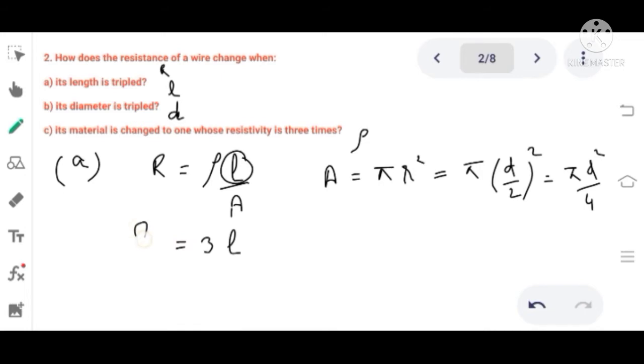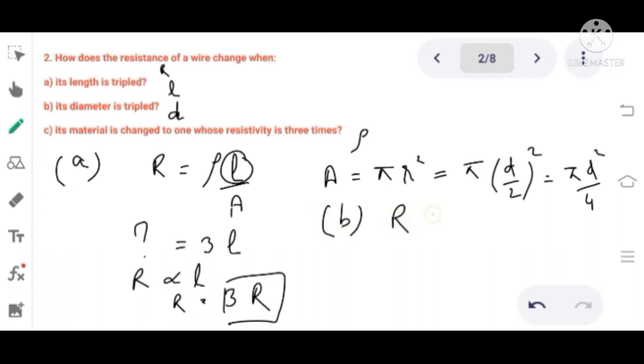Now, we know that resistance is directly proportional to length. So, if length becomes 3 times, what happens to the resistance? Resistance also becomes 3 times, since resistance is directly proportional to length. So, this is an application based question. Since length is tripled, the resistance also becomes 3 times, or resistance is increased by 3 times. This is the answer for part A.